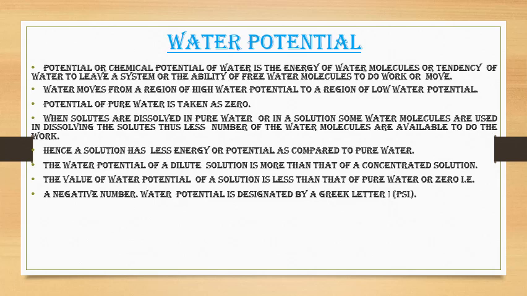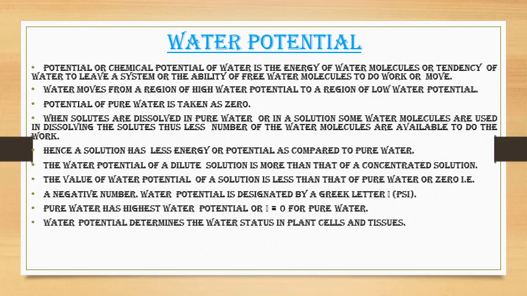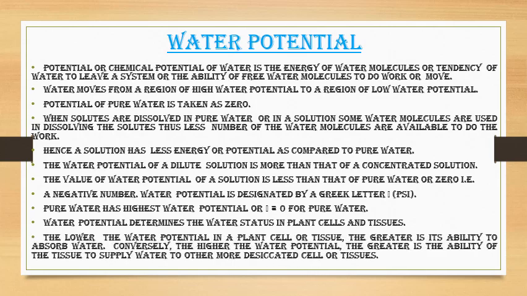A negative number, water potential is designated by the Greek letter psi. Pure water has the highest water potential. It means zero for pure water. Water potential determines the water status in plant cells and tissues. The lower the water potential in a plant cell or tissue, the greater is its ability to absorb water. Conversely, the higher the water potential, the greater is the ability of the tissue to supply water to other more desiccated cells or tissues.